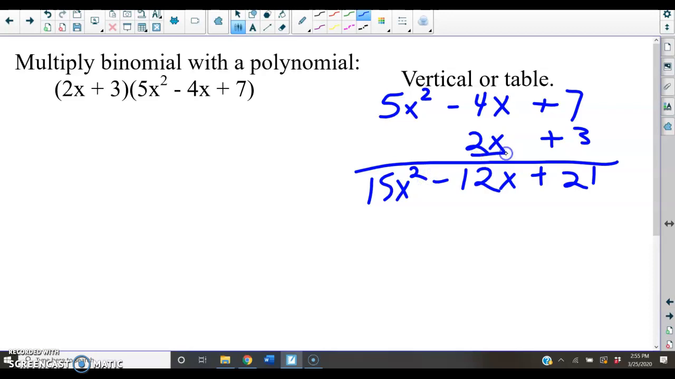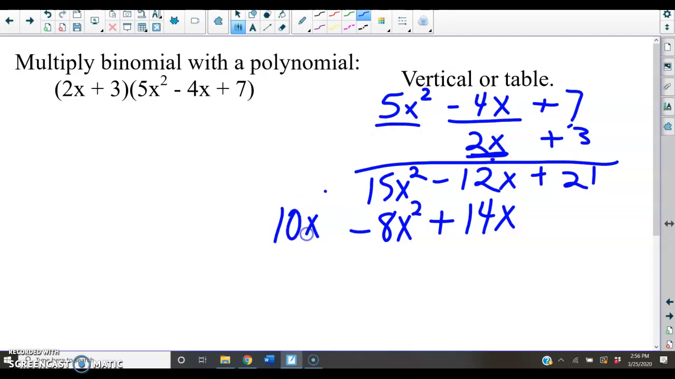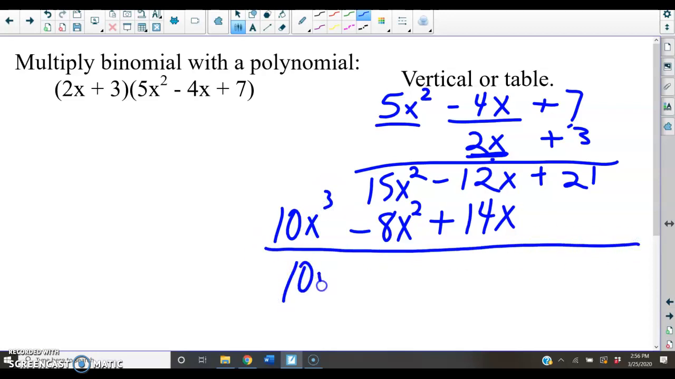Okay. 2x times the 7 is going to be 14x. I'm going to put that under my 12x. That's positive. 2x times the negative 4x would be negative 8x squared. I'm going to put that under my other x squared term. 2x times 5x squared would be 10x cubed. And now I can add my terms, and they're lined up. It's going to be fairly quick, fairly easy. Just be careful of your signs. Don't ignore them. And I was able to multiply that.